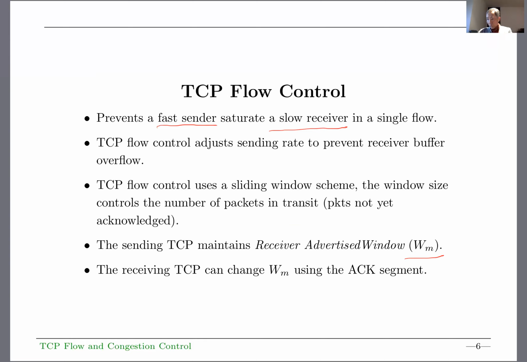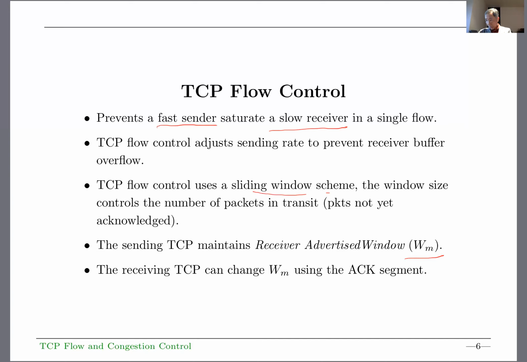So the TCP flow can adjust the sending rate to prevent receiver buffer overflow. TCP flow control uses a sliding window scheme. The window size controls the number of packets to transmit, and once you receive an acknowledgement, then you can send additional packets. Okay, so this is the window size, a sliding window scheme.